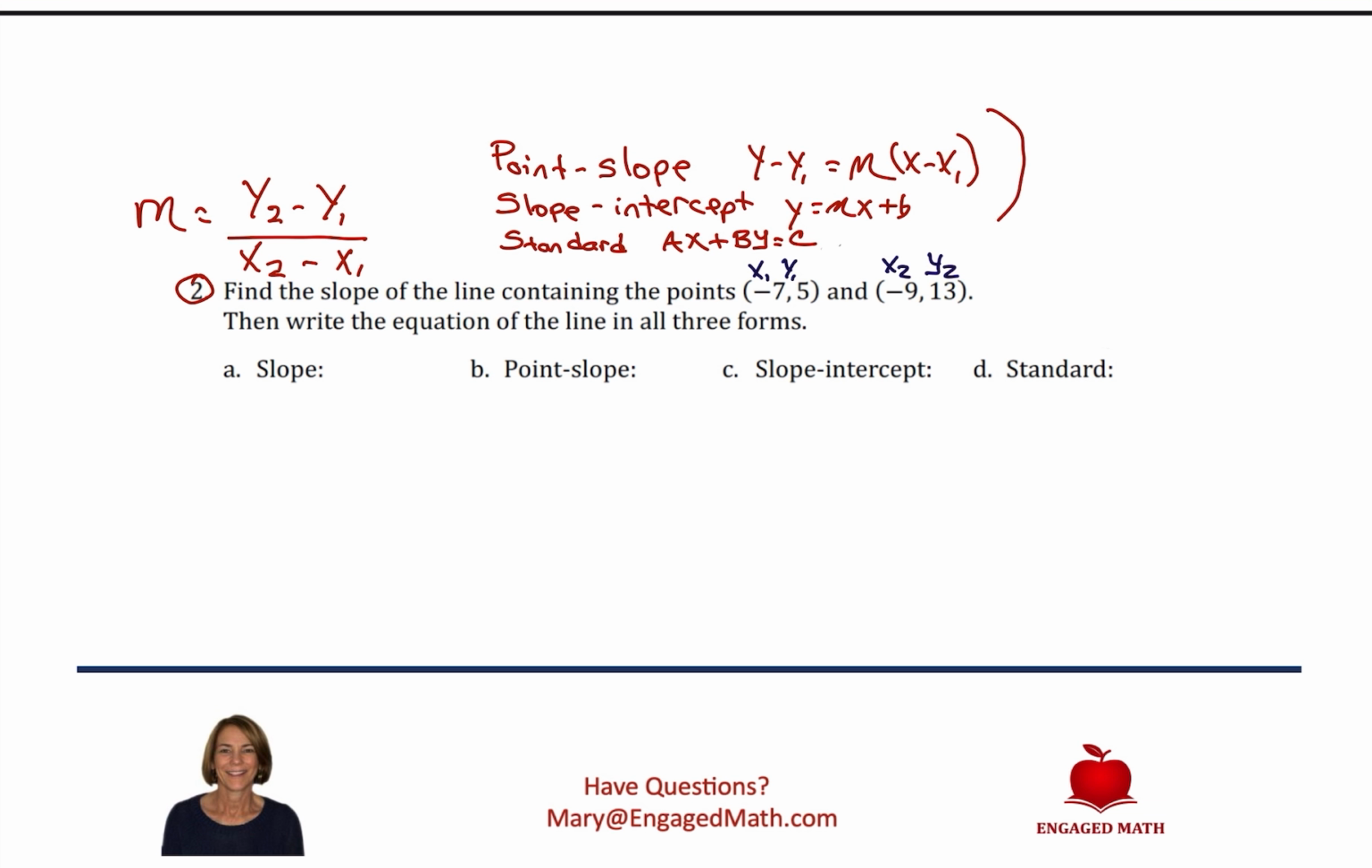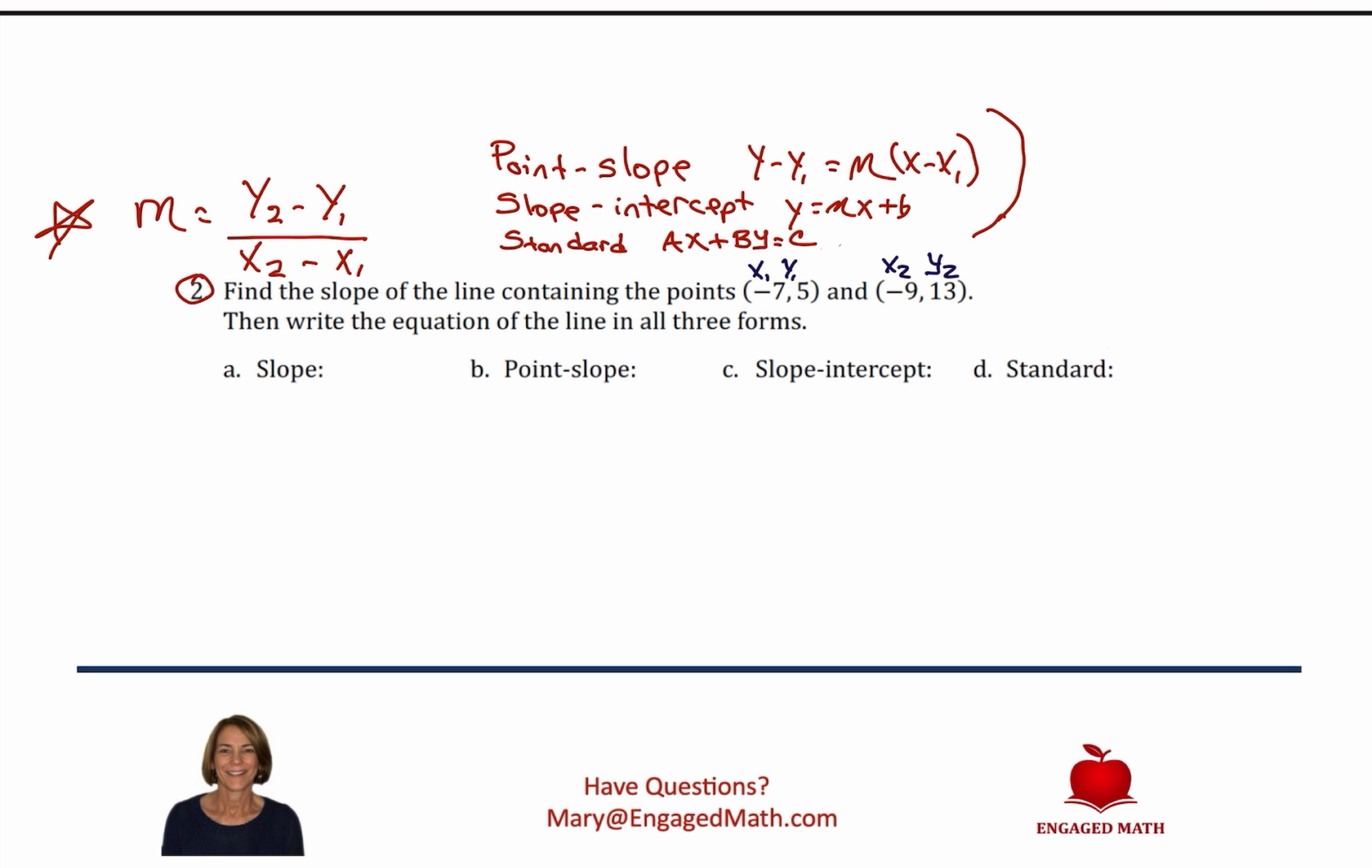So at the top, I already took the opportunity to write the slope formula. As we know, slope is represented by m. So m is equal to y2 minus y1 over x2 minus x1. On the right, I have the three different forms of the equation of a line. Let's start by finding slope.